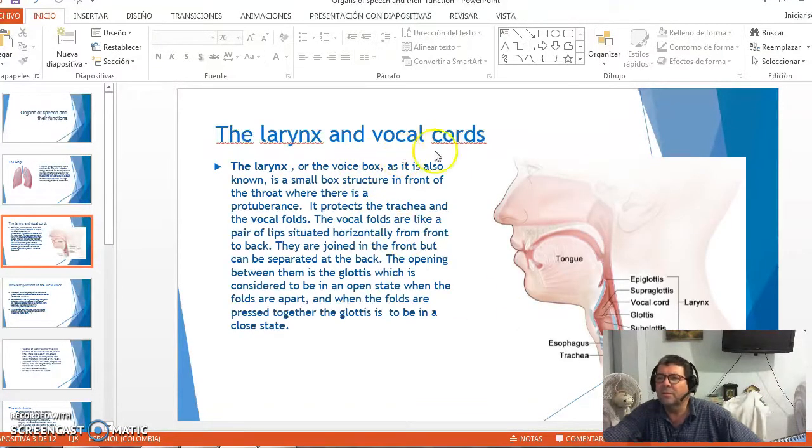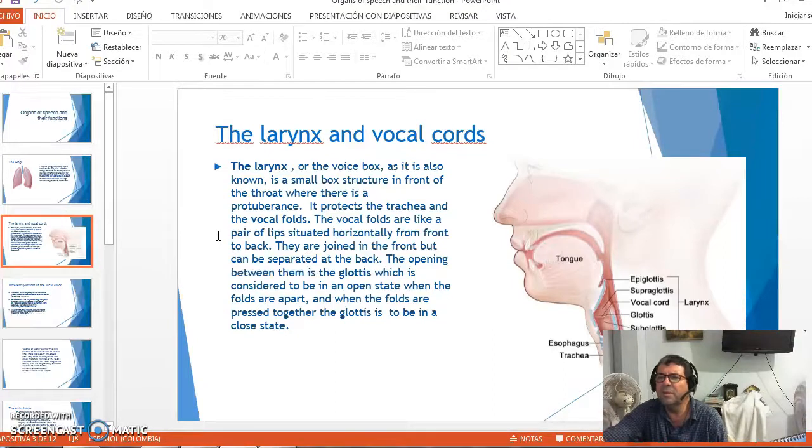The larynx and the vocal cords. The larynx, or the voice box as it is also known, is a small box structure in front of the throat where there is a protuberance. It protects the trachea and the vocal folds. The vocal folds are like a pair of lips situated horizontally from front to back. They are joined in the front but can be separated at the back.